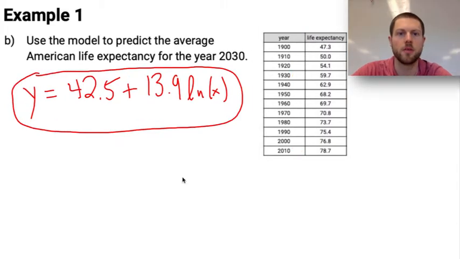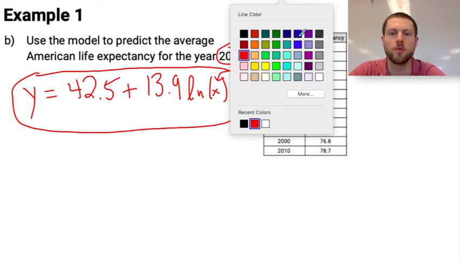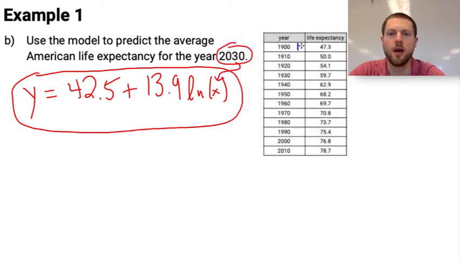In the next part of the example, we want to use the model to predict the average American life expectancy for the year 2030. All right, so here's our equation, and we have to be kind of clever here. Remember, we took the x values and we didn't put in 1900 and all that stuff. We changed those to 1, 2, 3, 4, and so on. We're not going to put in 2030 for x, but we're going to have to use the x values that we use for our model. I think we went from 1 to 12, and so 2020 would be 13, and 2030 would be 14. So basically what we're getting after here is that x equals 14.